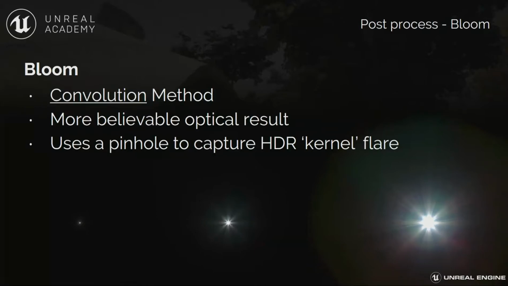So the first one is bloom. This can usually be added later, but you also have to see how much the material reflection reacts with the material. Last year with the Human Race demo, the GM Camaro demo, we implemented a new method of bloom called convolution. This bloom gives much more believable optical visuals. We used a pinhole to capture high dynamic range corner flare, what you see on the screen, which is included in UE4 as a default. So you can use it anytime.